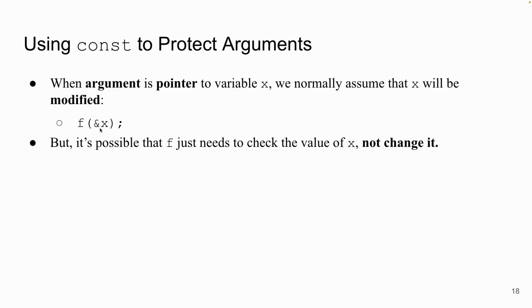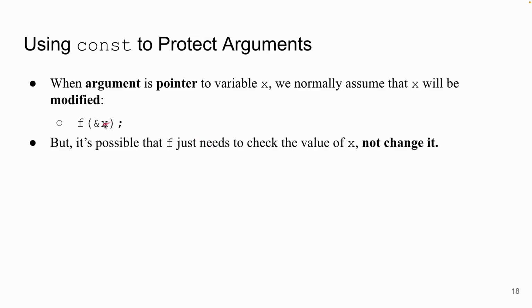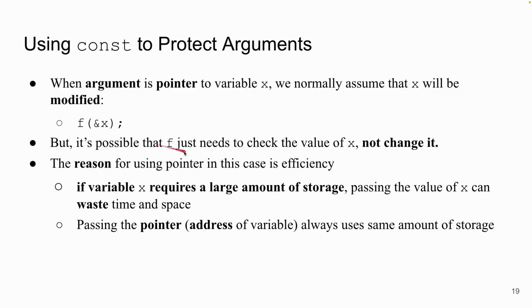However, it is not always true. Sometimes it is possible that this function f just needs to check the value of x instead of changing it. If that is the case, we need to protect the x address here. Before I introduce how to do that, let me explain why sometimes we want to pass the pointer to the function, but we don't want the function to change the object pointed to by the pointer.